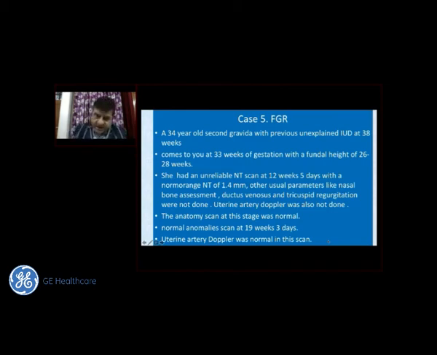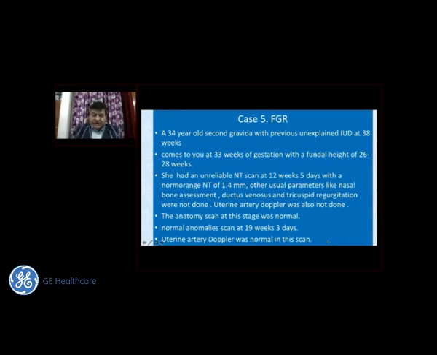She has had an unreliable NT scan at 12 weeks, 5 days with a normal range nuchal translucency of 1.4 millimeters. The usual parameters like nasal bone assessment, ductus venosus, tricuspid were not done. The uterine artery Doppler was also not done. And this is not an infrequent thing. We see so many reports where all these parameters are simply ignored.